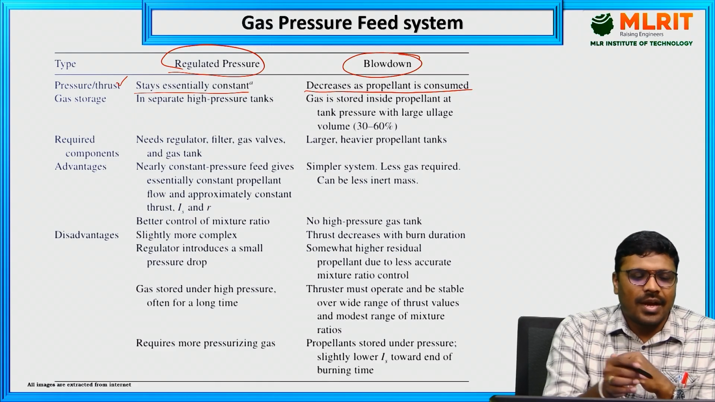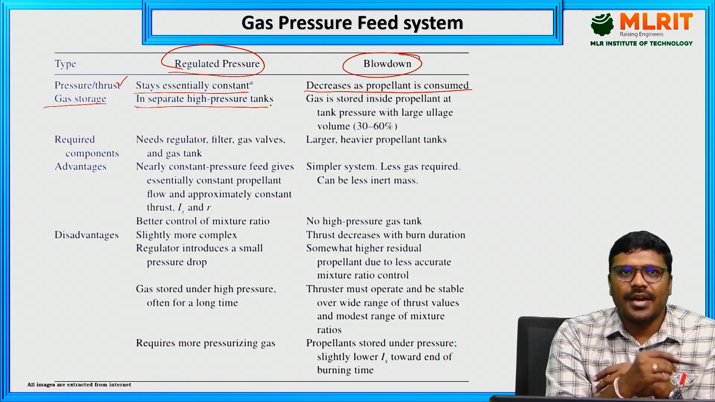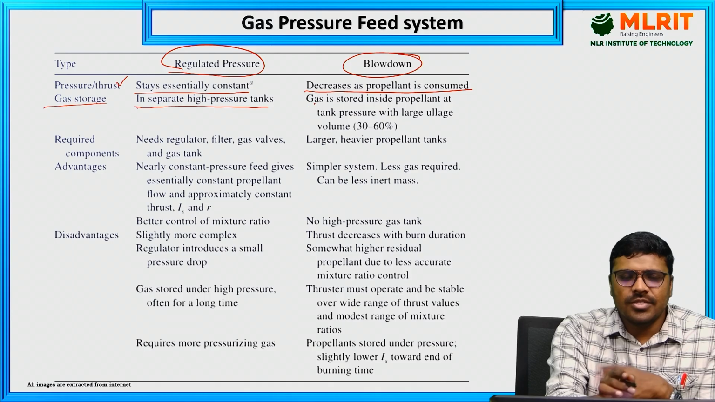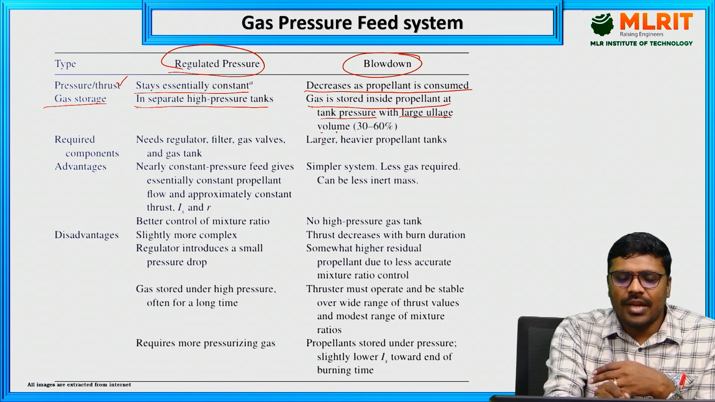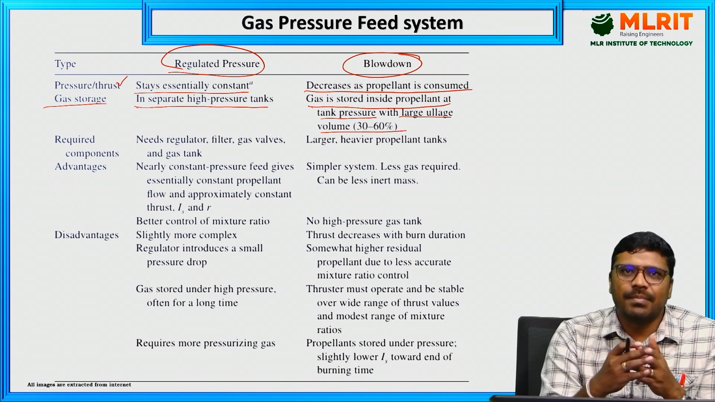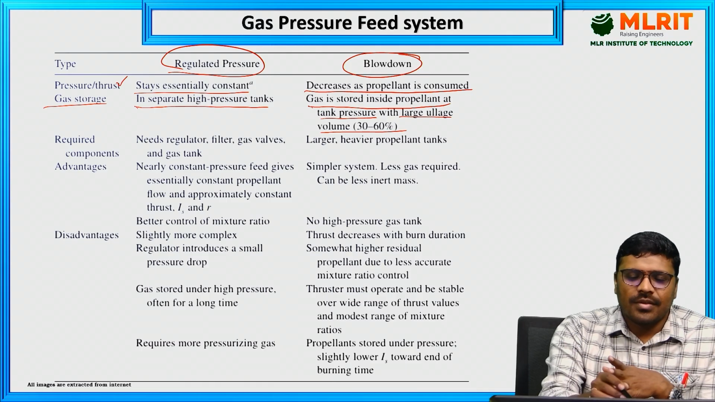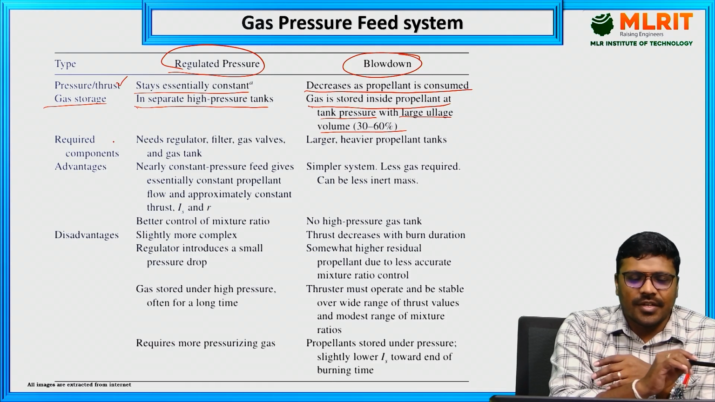Okay, and next, gas storage. A separate high pressure tank has to be maintained in regulated mode, and in blowdown there is no need of any separate tank. Gas is stored inside the propellant tank at tank pressure with a large ullage volume. And the propellant cannot be filled completely in the blowdown system. Okay, this is the disadvantage.